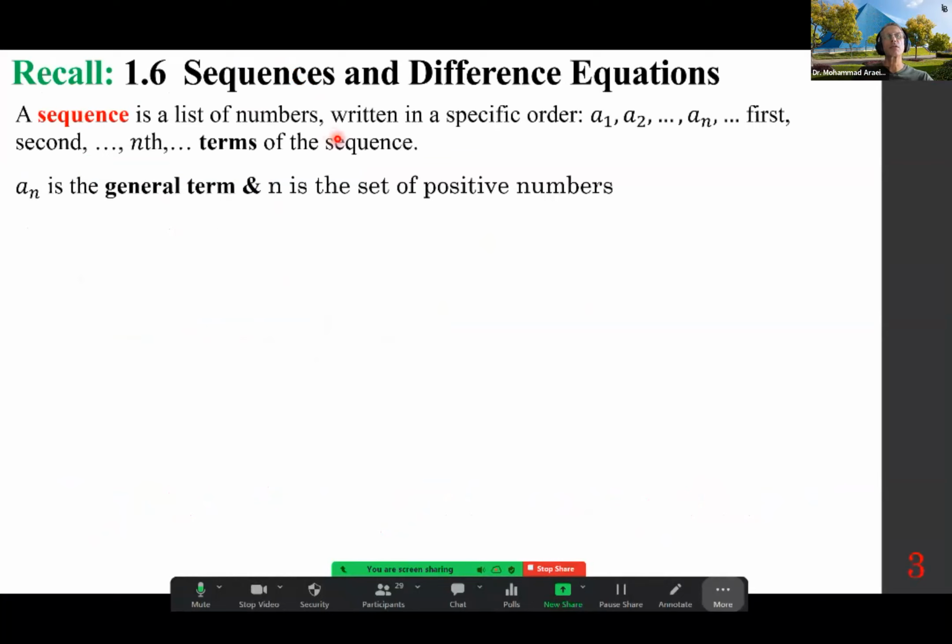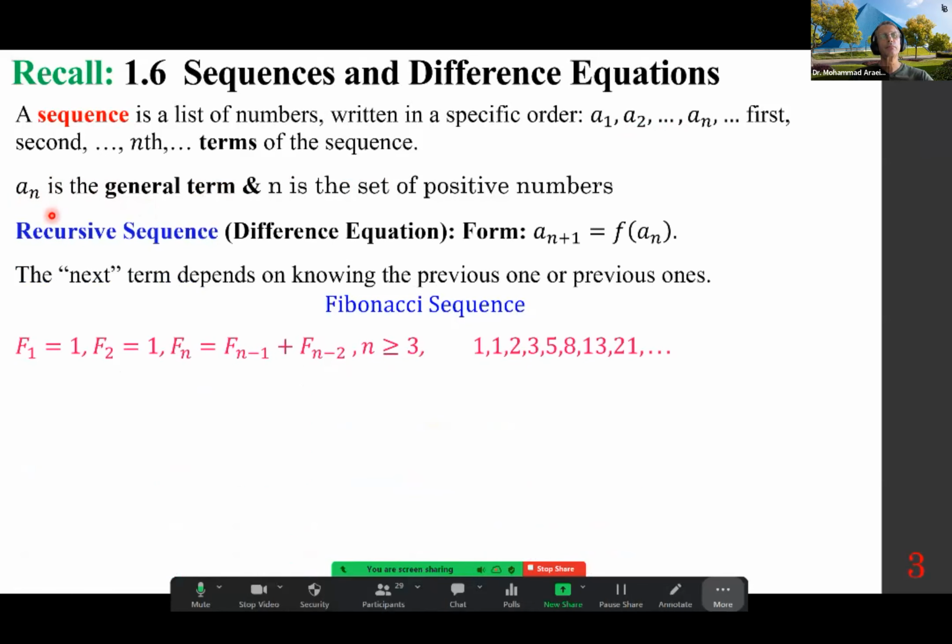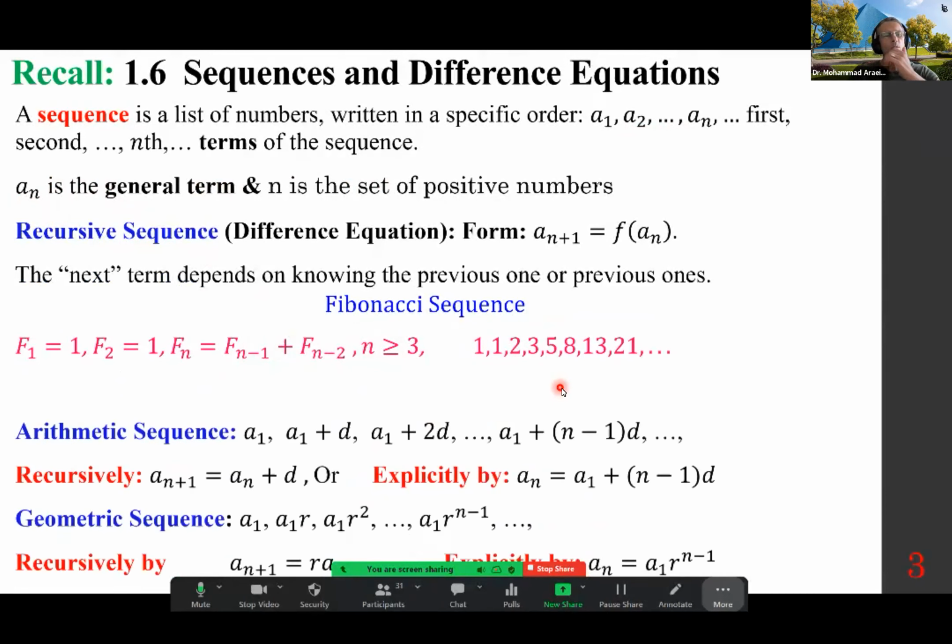The definition of a sequence is the list of numbers, where we go with a sub 1, a sub 2, all the way to a sub n, which is the general term. We looked at recursive sequences, such as Fibonacci sequence, where f sub n is f sub n minus 1 plus f sub n minus 2, meaning add the previous two. The first one is 1, the second one is 1. And as of the third one, we start adding the previous two.